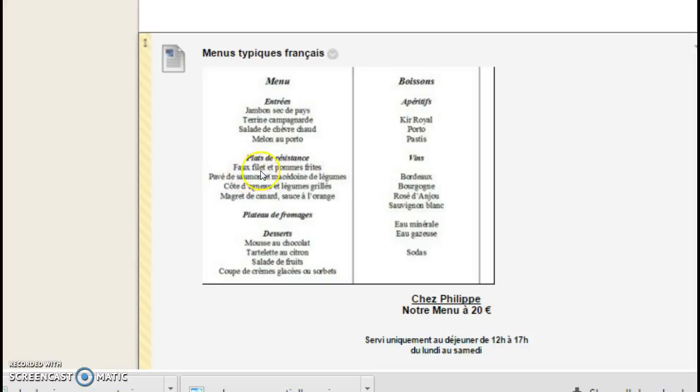Alors, faux filet. So filet is beef filet. Et pommes frites. Okay, frites is fries. Pommes frites sometimes, instead of being long, will be like little balls.